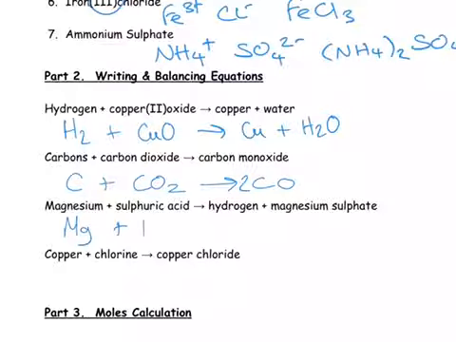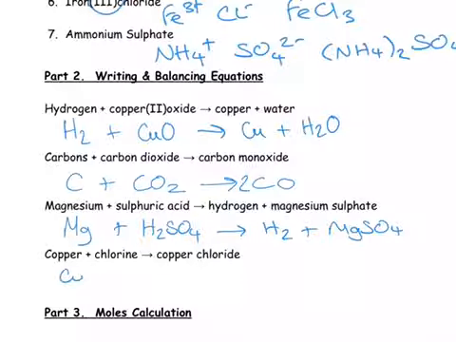Magnesium and sulfuric acid. Sulfuric acid is one of the common formulae you need to make sure you know. It's H2SO4. It's making hydrogen, which is again H2, and magnesium sulfate, which you need to be confident writing the formula for. That is already balanced. If you check through, it's got the same number of atoms of each element on both sides. The last one is copper and chlorine, making copper chloride, which again is already balanced.